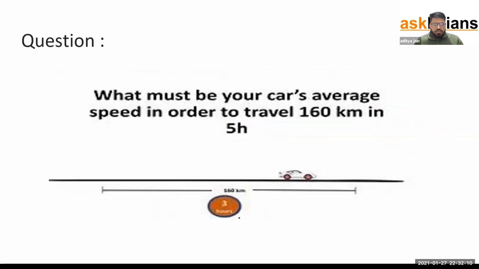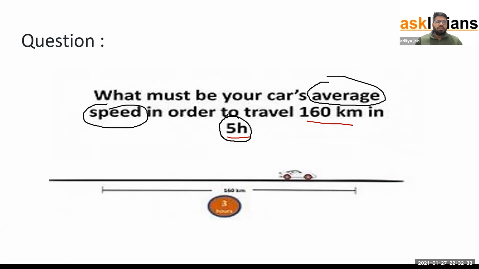Okay, now let's see one question. What must be your car's average speed in order to travel 160 km in 5 hours? Whatever the examiner has directly asked, you have to calculate the average speed only. Why? Because there is no particular instant of time involved. Actually, there is a total time interval of 5 hours in which the car has to travel a distance of 160 km. So what is the average speed now?